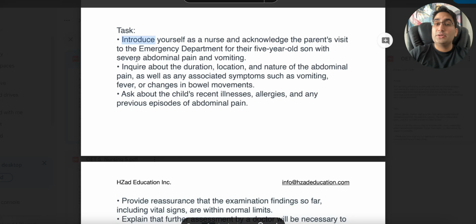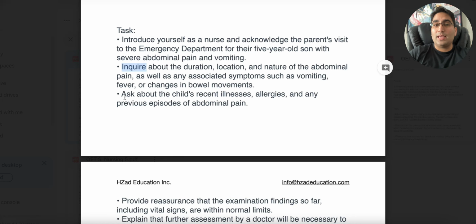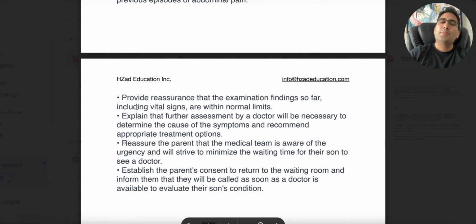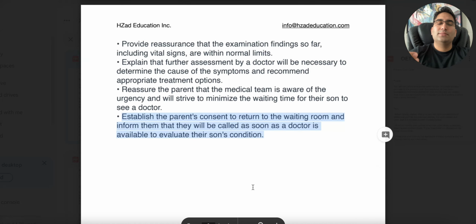You have to introduce yourself, inquire, obviously ask. These are the questions you would be asking, which are mentioned here. But later on, also look at how you have to lead this conversation emotionally. You have to provide reassurance. Your son's going to be okay. Explain further details. Again, reassure. And this ending instruction is usually important to understand how we'll wrap this up. And you're basically going to ask them to wait in the waiting room. So this gives us a good idea. And now you're prepared mentally to get engaged in this conversation.